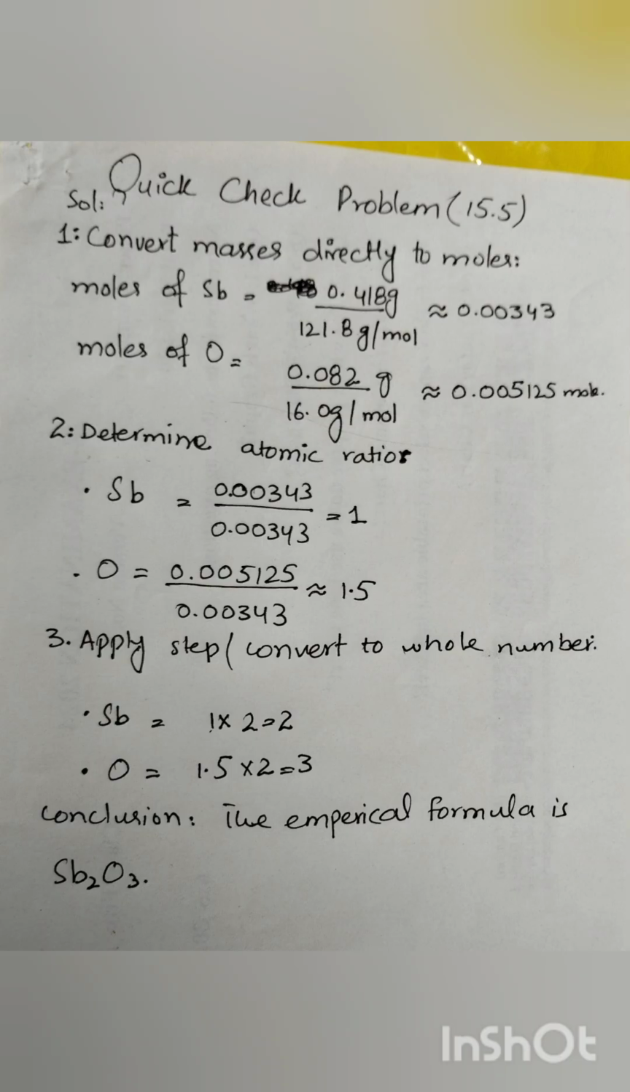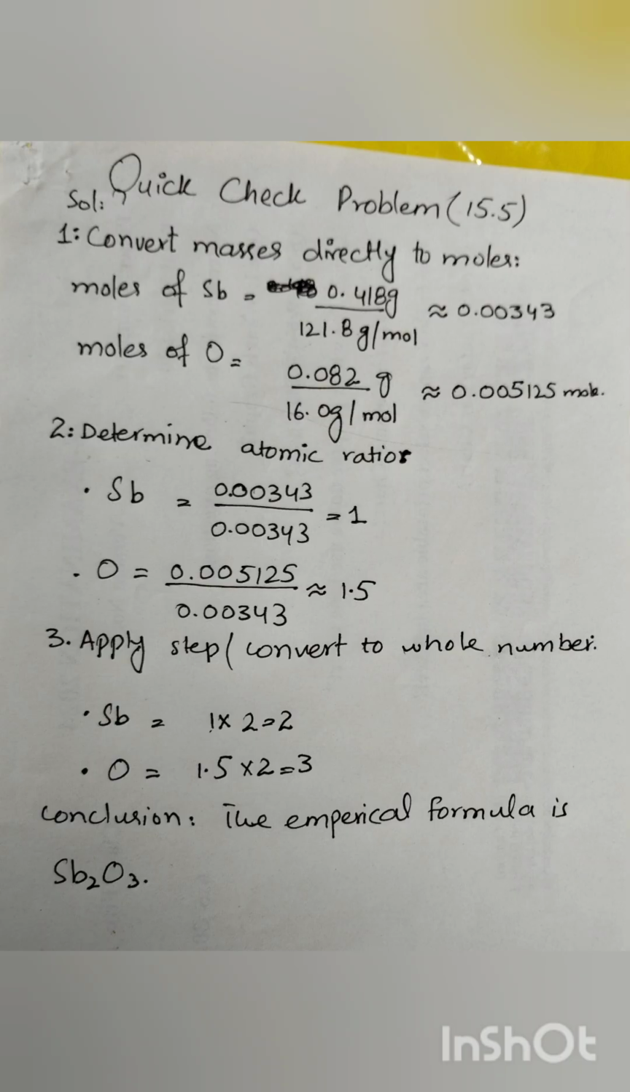In the third step, convert to whole numbers. Since the oxygen ratio is 1.5, we multiply both ratios by 2. Before that, we will determine the atomic ratio by dividing by the smallest value, which is 0.00343. For the antimony, 0.00343 divided by 0.00343 is equal to 1.